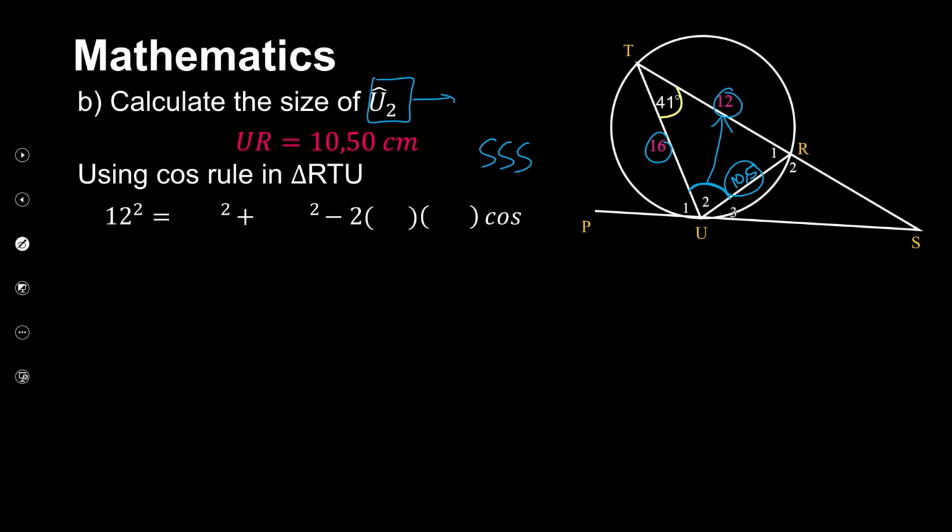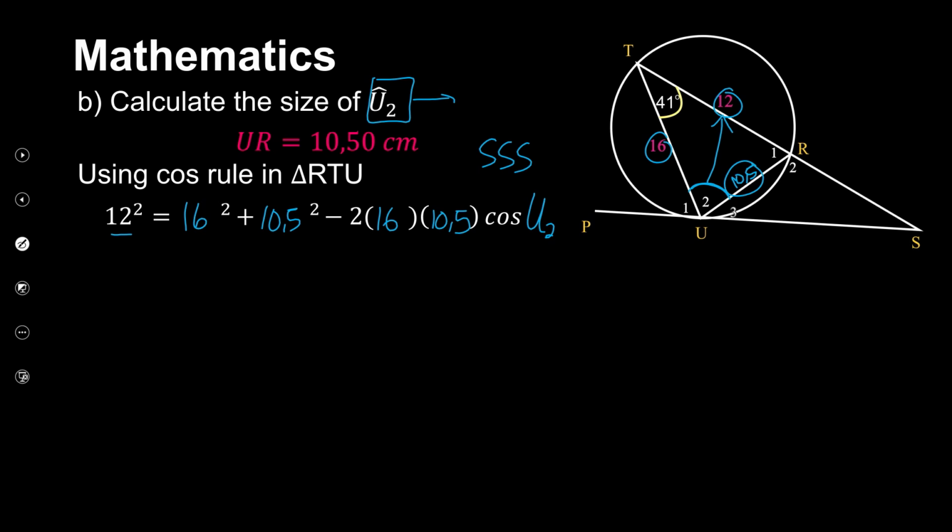Okay, so we're going to start our cosine rule with 12 squared, because we wanted the side across from U2, because we are calculating angle U2. Okay, so which other sides do we put in between? The other ones that we haven't used. So we're going to start off with 16, and then 10,5, what we found earlier, and again 16 here, and again 10,5 in here.